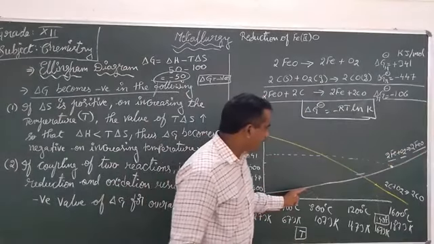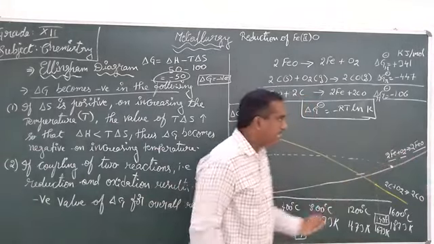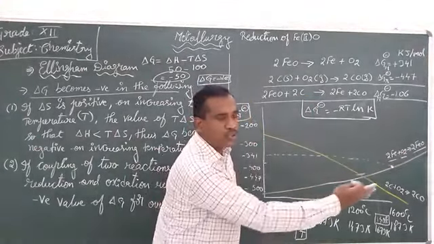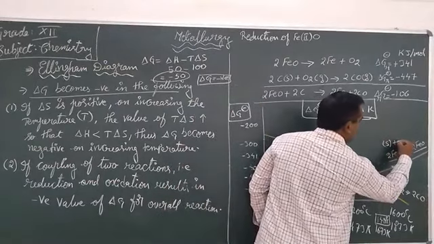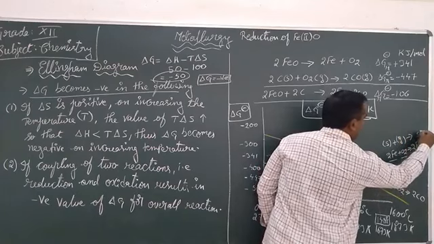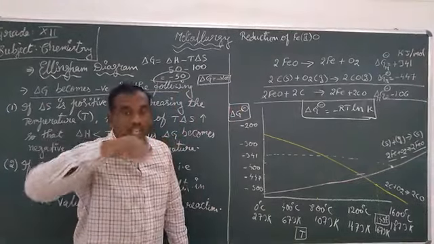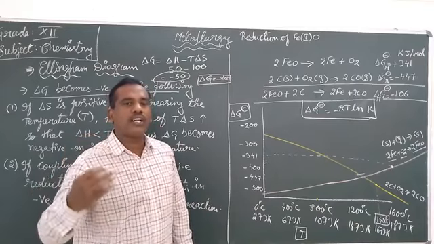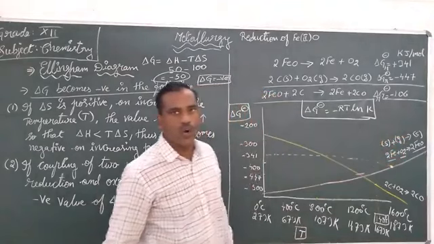What is this line indicating? It is a positive slope. The 2Fe, which is in solid state, is reacting with gaseous oxygen to form solid 2FeO. In the solid form the entropy is decreasing, the disorderness is decreasing. So the line became a positive slope.